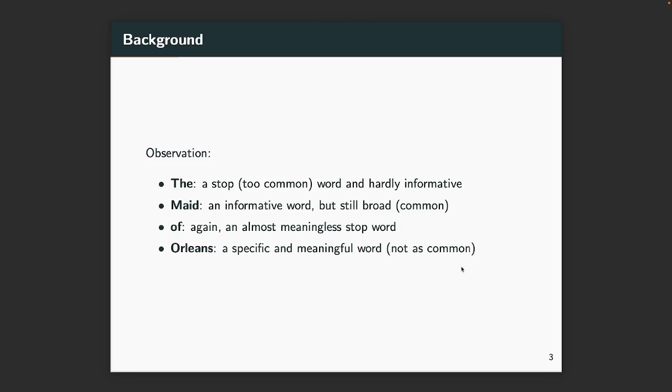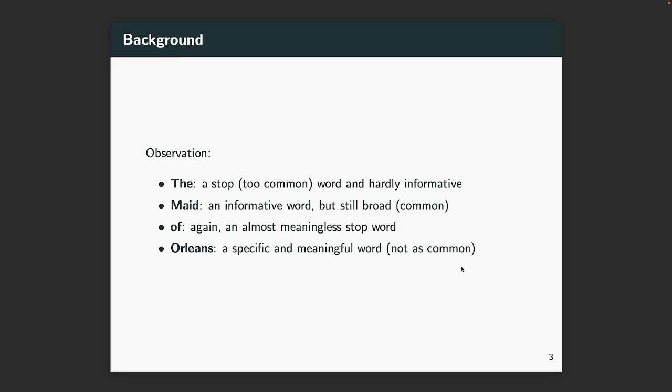So let's look at these words individually as an example. When we look at these four words, the, as you can tell in English, is a stop word. It's very common. It's almost too common to be useful, right? The word the appears almost everywhere, in every single document, also every single web page. And so it's too common or too frequent to be useful.